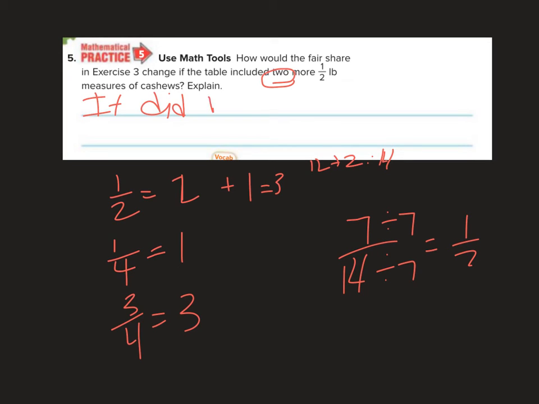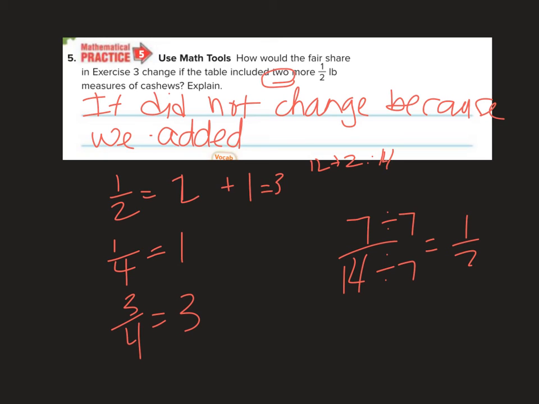Of course, it wants us to explain. It did not change because we added 2 one-halves, and two times one-half is the same as 1. So really we added 1 whole, or we multiplied it by 1. That's going to give us the same 1 half share. So let's go to the next.